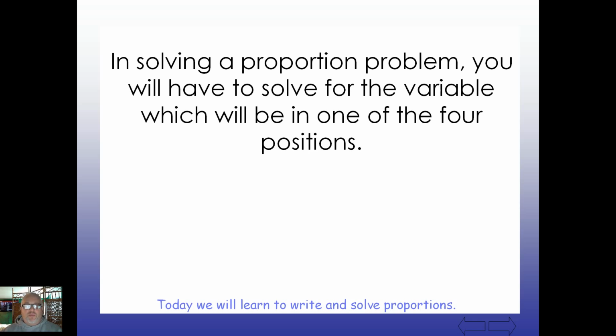In solving a proportion problem, you will have to solve for the variable, which will be in one of the 4 positions. For example, it could be in the upper left. You have x over 5 equals 9 over 15. It could be down there. It might be on the bottom left, or even the upper right. It's not going to make any difference. In the end, it's all going to work out. It just might include an extra step or two if we have one in a particular place.